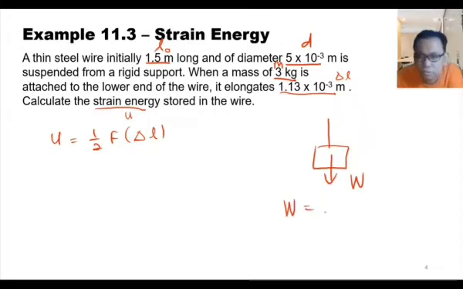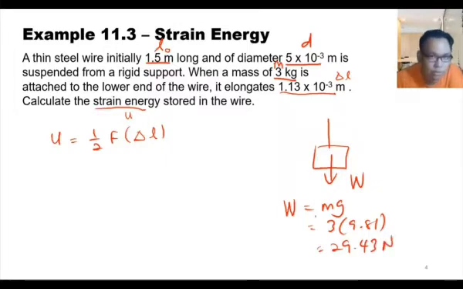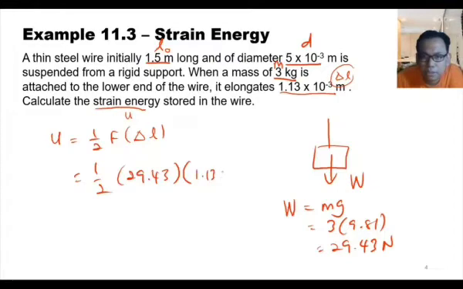Weight is equal to mass times gravitational acceleration, and the mass here is 3 times 9.81, and I get the answer 29.43 Newton. Okay, so do we have the value of elongation? Yes, this is the value of elongation. So we just substitute the values. Now the force here is the weight, and the elongation, just put it, and then we calculate it carefully, and I get the answer 1.66 times 10 to the power of negative 2. It is energy, so the unit is joule.